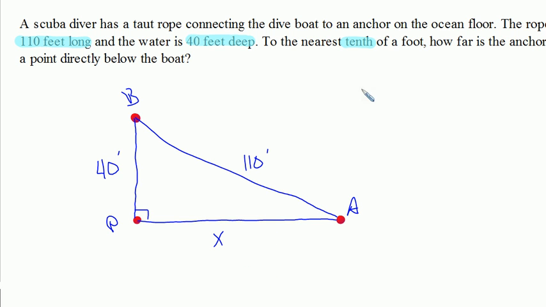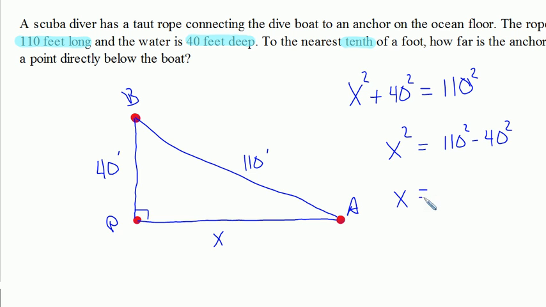So we'll take one of the legs, which is x, and square it. Add it to another leg, which is 40 squared, and that will equal the hypotenuse. Remember, the hypotenuse is always the long side across from the right angle. That'll equal the hypotenuse squared. So x squared will equal 110 squared minus 40 squared.